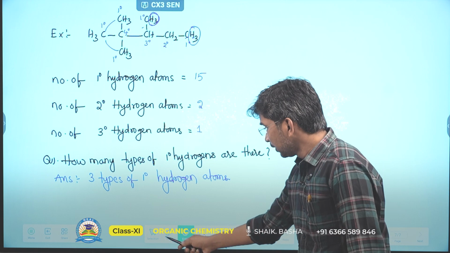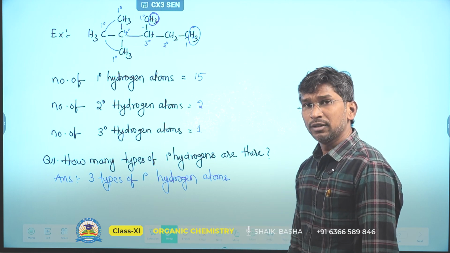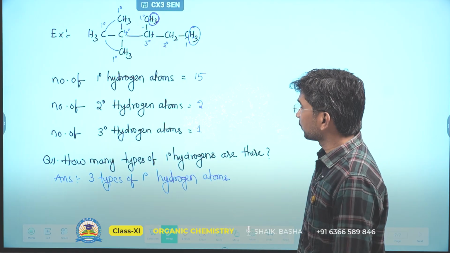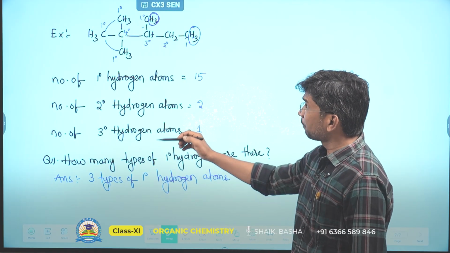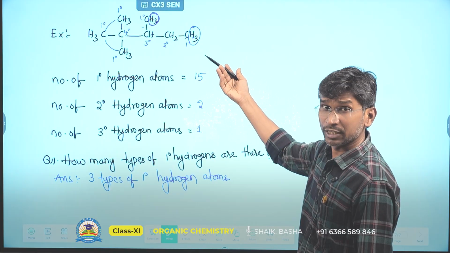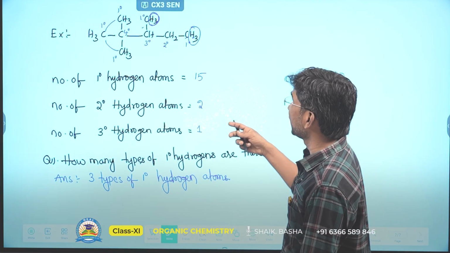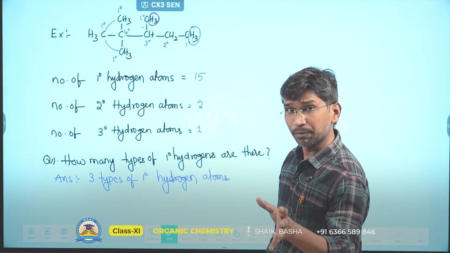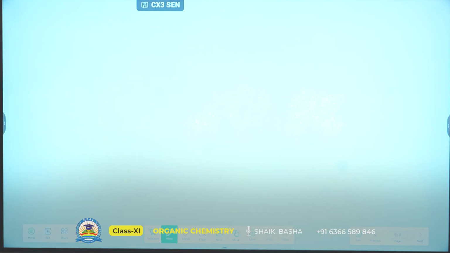I am going to take the halogenation reaction. Halogenation reaction means what? One hydrogen is replaced by halogen. So how many types of primary halogenation products are possible? That means primary hydrogen is replaced by halogen. We'll discuss one more example.